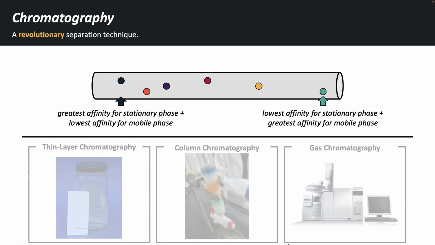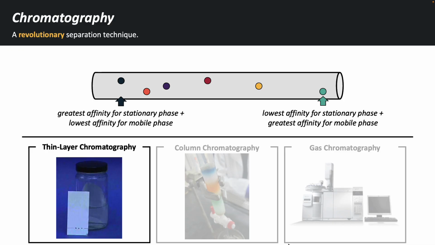Of course, if we go to the opposite end, we see our compound at the far right, which would have had the lowest affinity for the stationary phase. It was the least inclined, so to say, to stay on the stationary phase. Alternatively, you might consider it to have had the greatest affinity for the mobile phase. It wanted to stay with that mobile phase as it moved along the column or along that stationary phase.